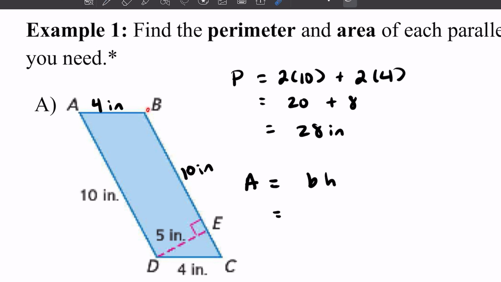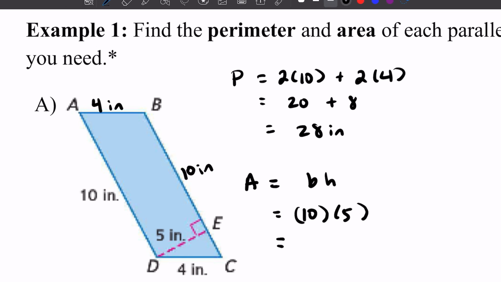10, right? So this is 10. Okay. So I have 10. And then Penelope, what is the height? 5. Okay. So hopefully you can see it. This is the base, and perpendicular to that is the height.